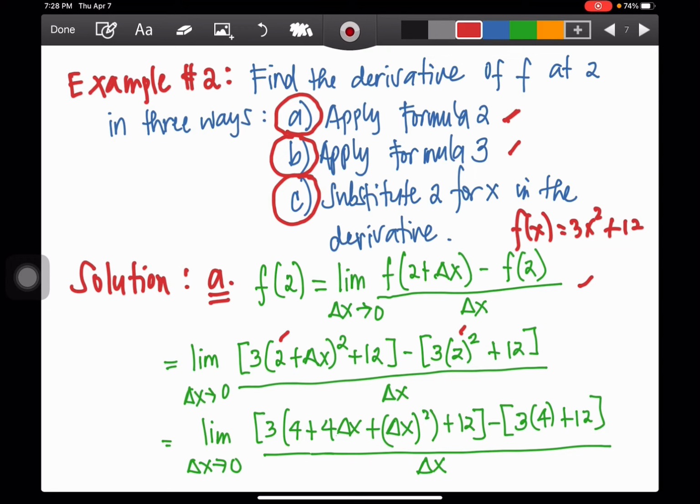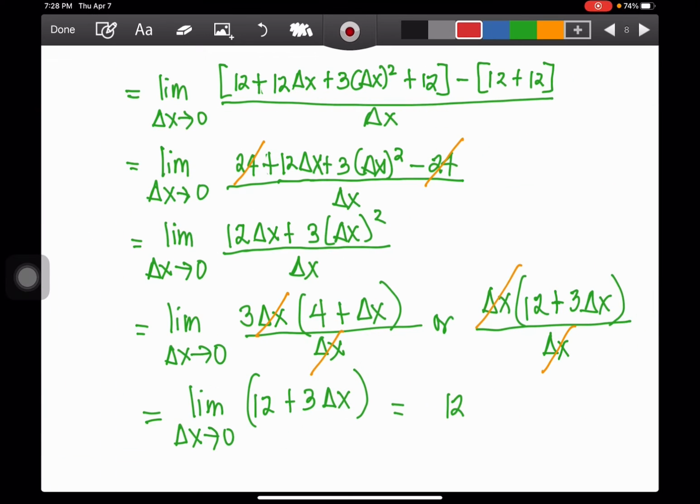So you're going to expand this one, using your special product. So you have 4 plus 4 delta x plus delta x squared. Then bring down 12, and the square of 2 is 4. All over delta x as delta x approaches 0. Then we simplify further so that you can see that 12 and 12 are both 24, so this time you can cancel 24 minus 24.